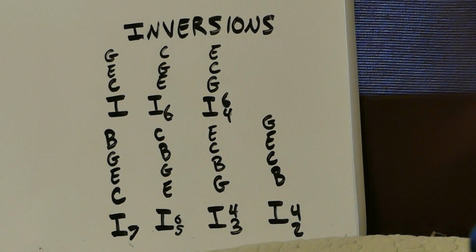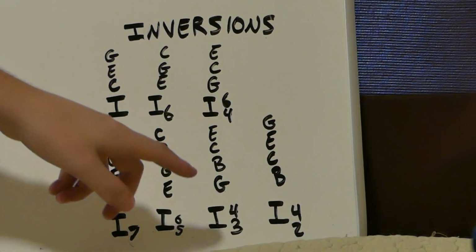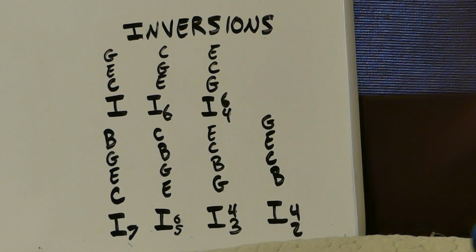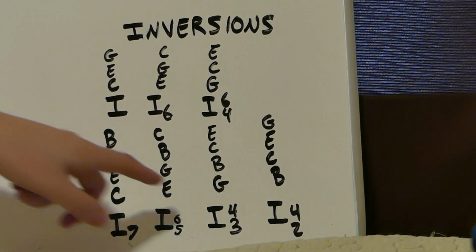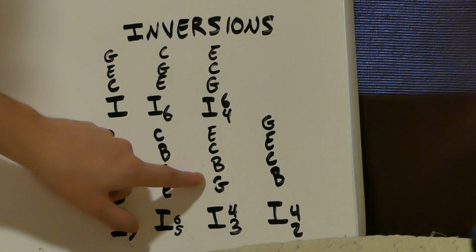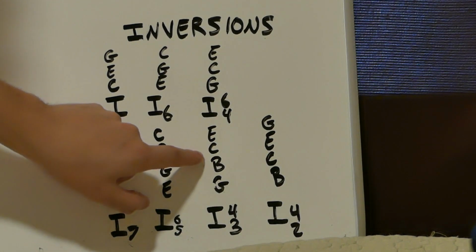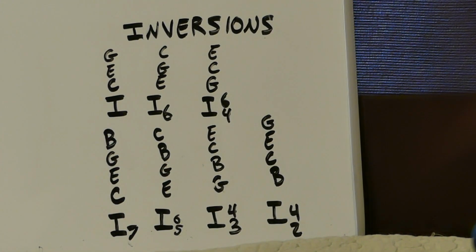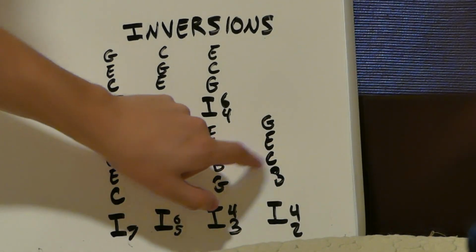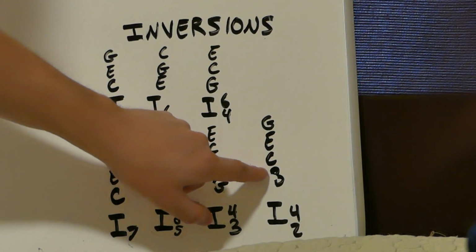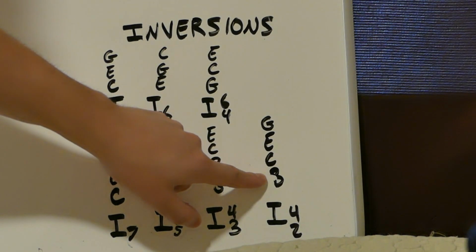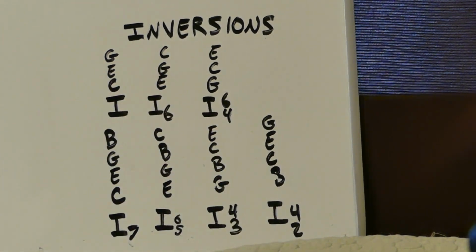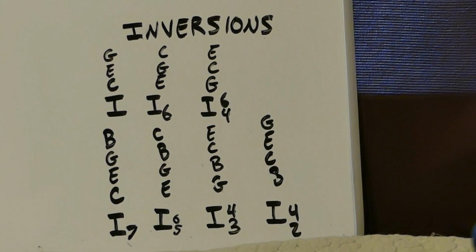Next, if we have the fifth of the chord in the bass, we have a 4, 3. So similarly, G to a B is a third away. G to a C is a fourth away. Lastly, we have our third inversion, which would be a 4, 2. So B to a C is a second away, and B to E is a fourth away. So those are chord inversions.